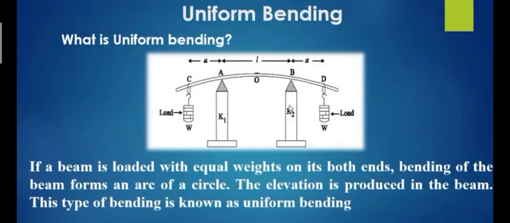We will see uniform bending. What is uniform bending? If a beam is loaded with equal weight on both ends, the bending of the beam forms an arc of a circle. The elevation is produced in the beam. This type of bending is known as uniform bending.